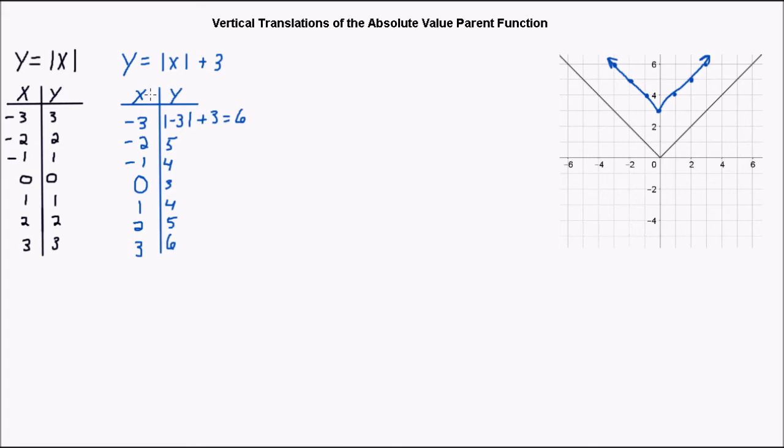So go ahead and pause the video and see if you can describe what transformations need to happen to the parent function y equals absolute value of x in order for the parent function to become the image y equals |x| + 3. When you come back, I'll have that answer.